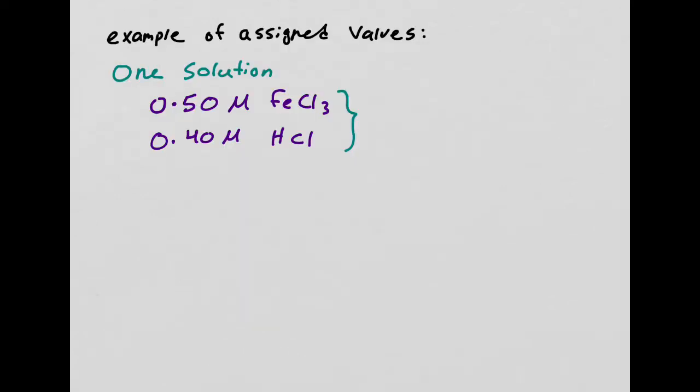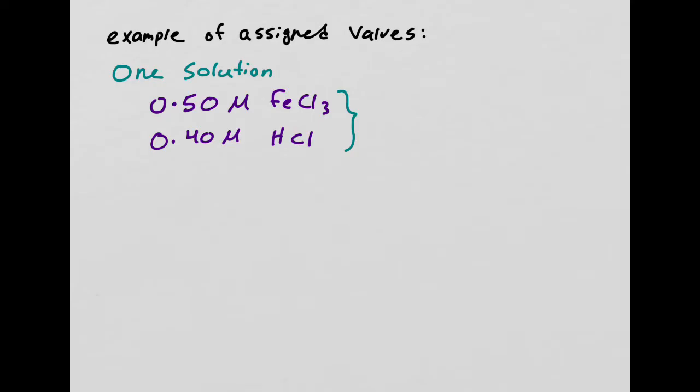Your lab instructor has already assigned you a concentration. You all got a card, and on that card were your assigned values. My assigned concentrations are 0.50 molar iron 3 chloride and 0.40 molar hydrochloric acid. So you were assigned a concentration of iron 3 chloride and HCl. Your numbers are different than the numbers that I have here.